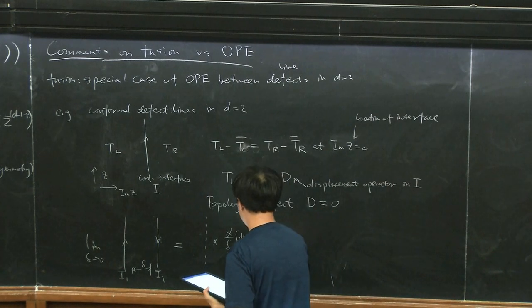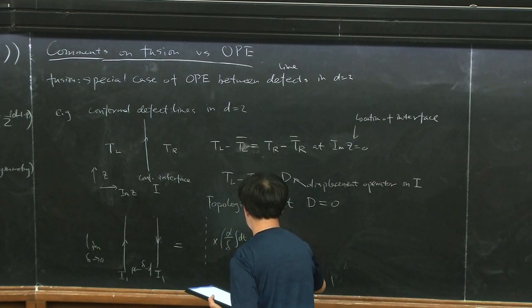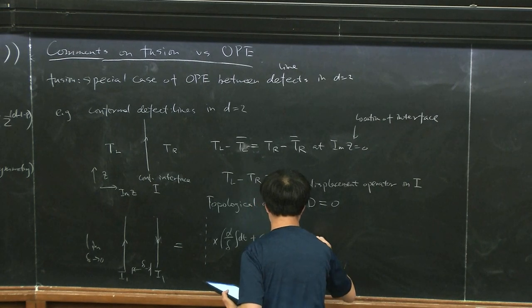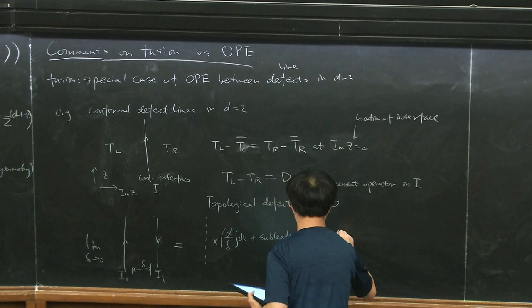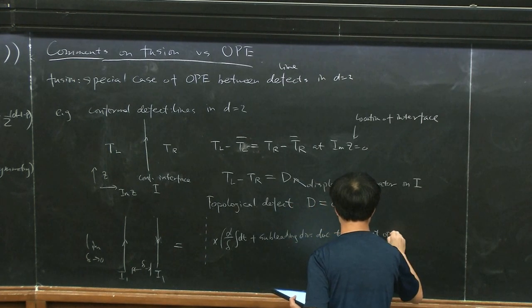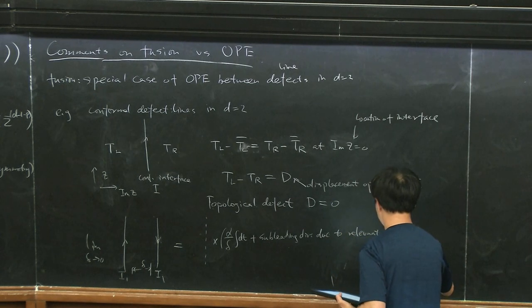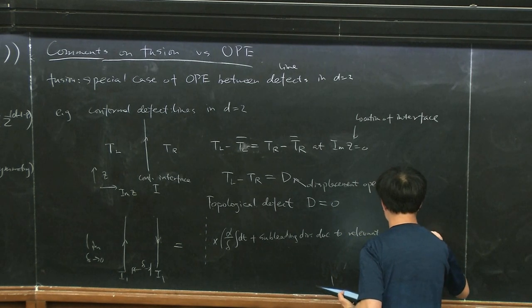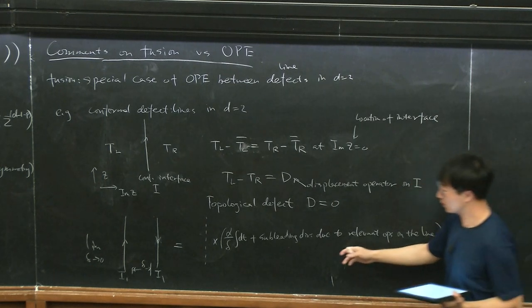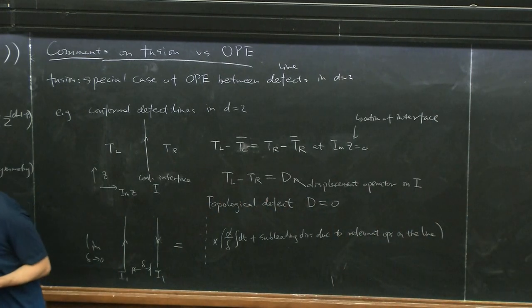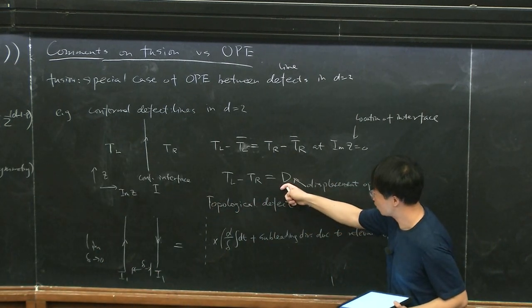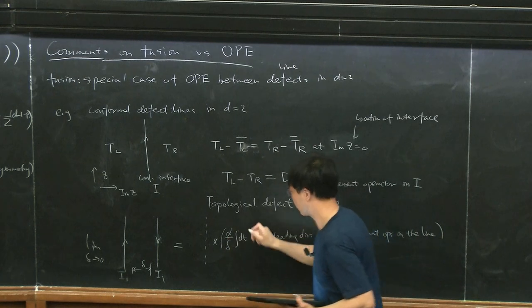And moreover, you have subleading divergences due to relevant operators on the line from this fusion product. So it's physically very distinct from what happens here, the moment you have this discontinuity. The discontinuity in the stress tensor is what gives rise to this Casimir energy.